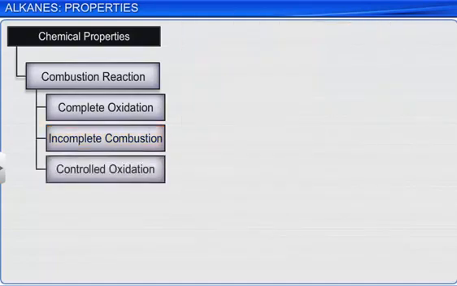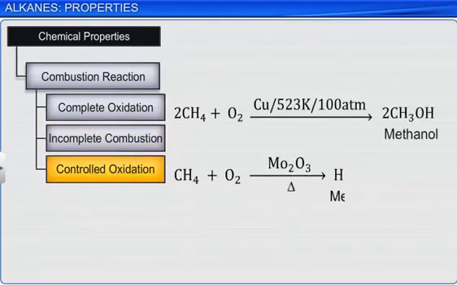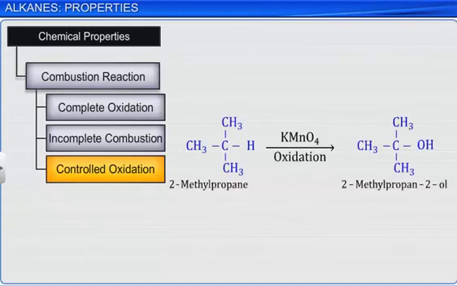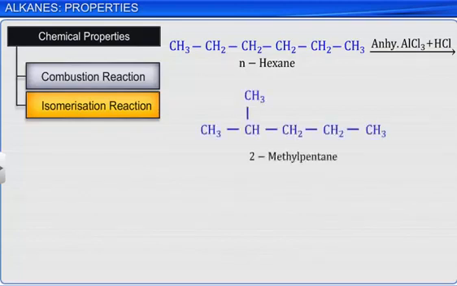Alkanes, like methane, on heating at high pressure with a regulated supply of oxygen and in the presence of a suitable catalyst, provide a variety of products like methanol and methanal. Ethane gives ethanoic acid. And an alkane with a tertiary hydrogen atom like 2-methylpropane gives the corresponding alcohol. When a normal alkane like n-hexane is heated in the presence of anhydrous aluminium chloride and hydrogen chloride gas, it isomerizes to branched chain alkanes like 2-methylpentane and 3-methylpentane.